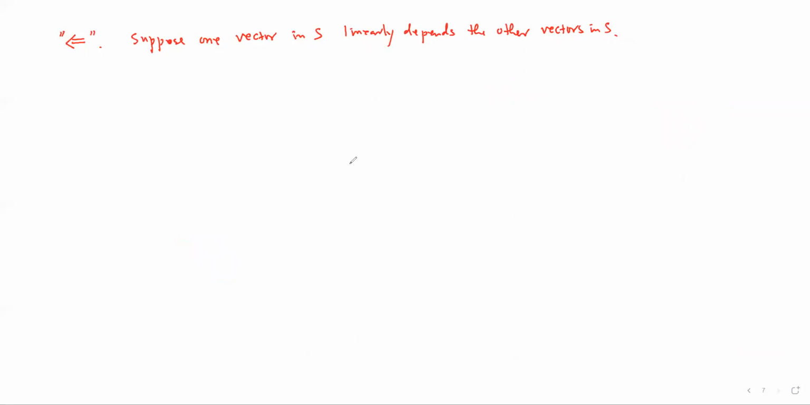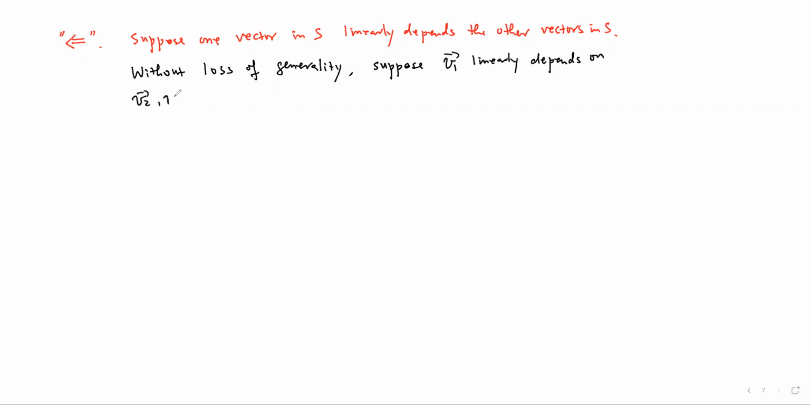There are k vectors. I don't know which vector depends on the other vectors, so without loss of generality, suppose V1 linearly depends on V2, V3, up to Vk. Then V1 linearly depends on V2, V3, Vk.